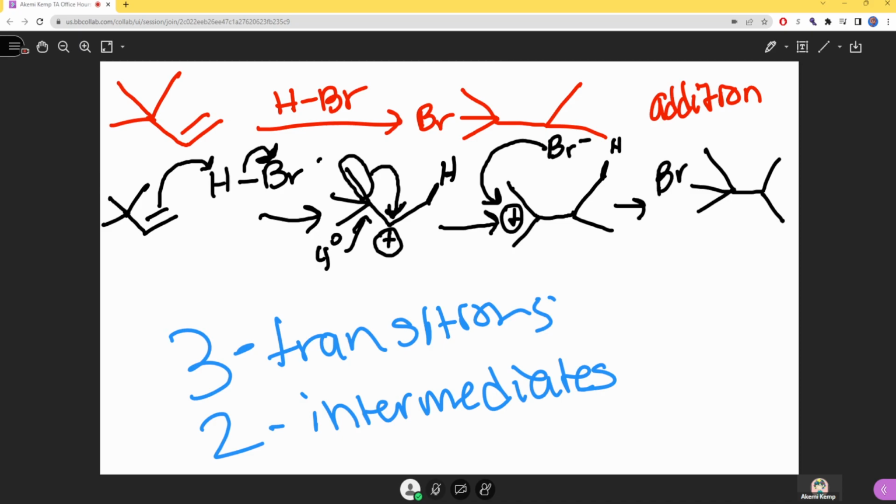So you have 3 transitions. The first step all counts as 1 because it all happens at the same time. Then the second transition step is when you did your shift. And the third was when you made your bond with bromine and carbon. Then you have your intermediates. Your first intermediate is when you break the pi bond to form your secondary carbocation. And after the alkyl shift, you have your second intermediate.